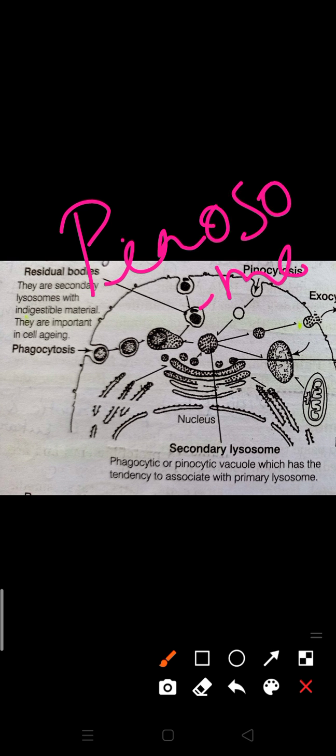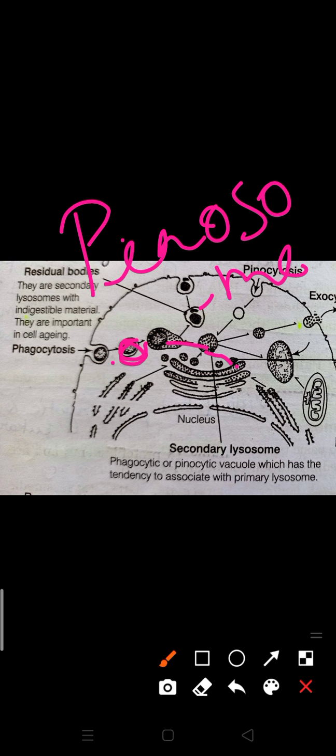When it contains solid foodstuff, it is known as the phagosome, and when it contains liquid items, it is known as the pinosome. Okay, so what happens here, you can observe it. This is the primary lysosome. The primary lysosome comes in contact with this foodstuff-containing rounded body, and it starts to fuse with this food vacuole. This is the food vacuole.